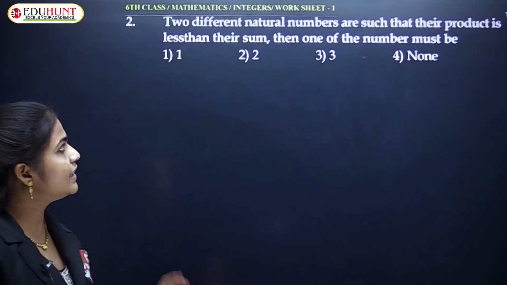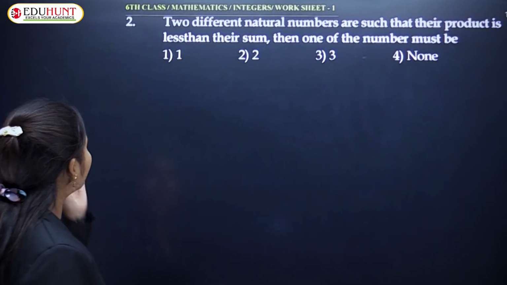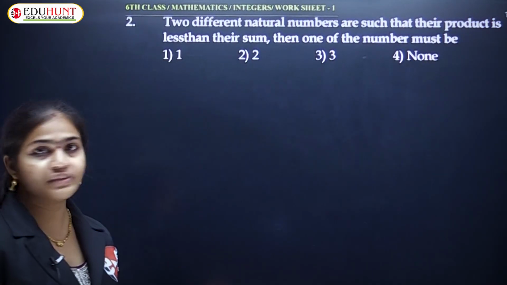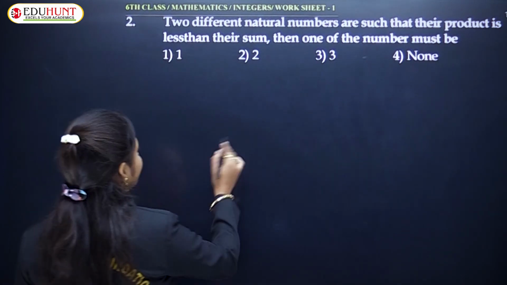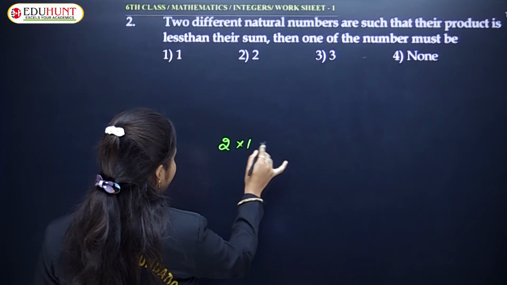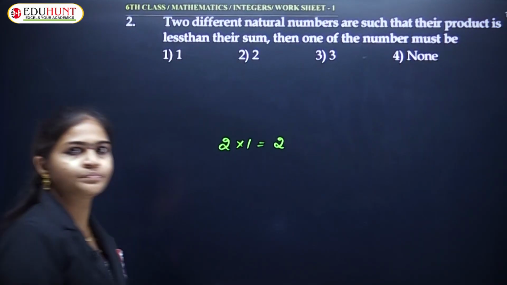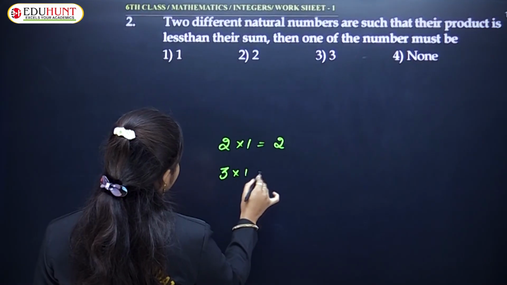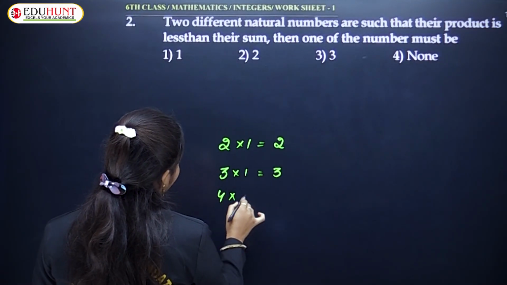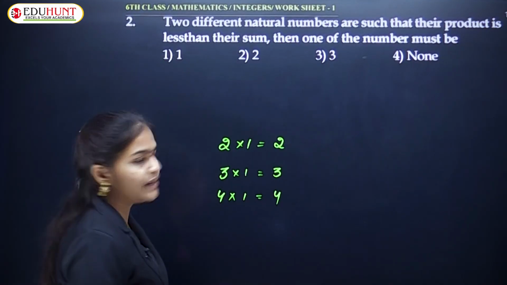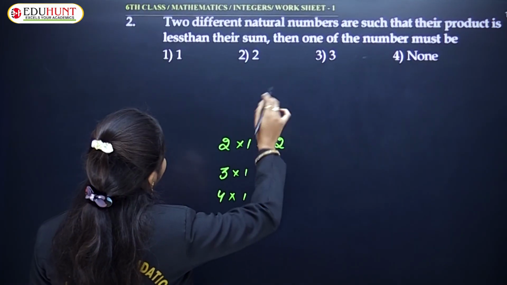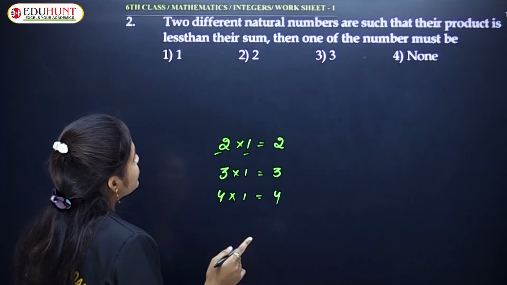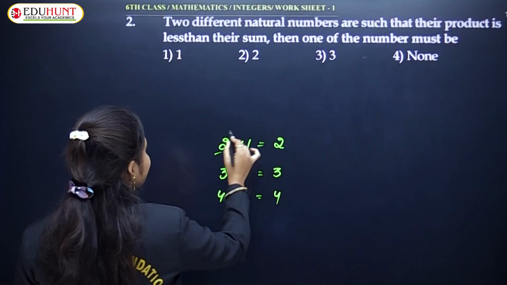Two different natural numbers are such that their product is less than their sum. Then one of the numbers must be... See here children, if any number is multiplied by 1, what do you get? 2 into 1 is equal to 2. 3 into 1 is equal to 3. 4 into 1 is equal to 4. Why? Because 1 and 2 are two different natural numbers such that their product is less than their sum.